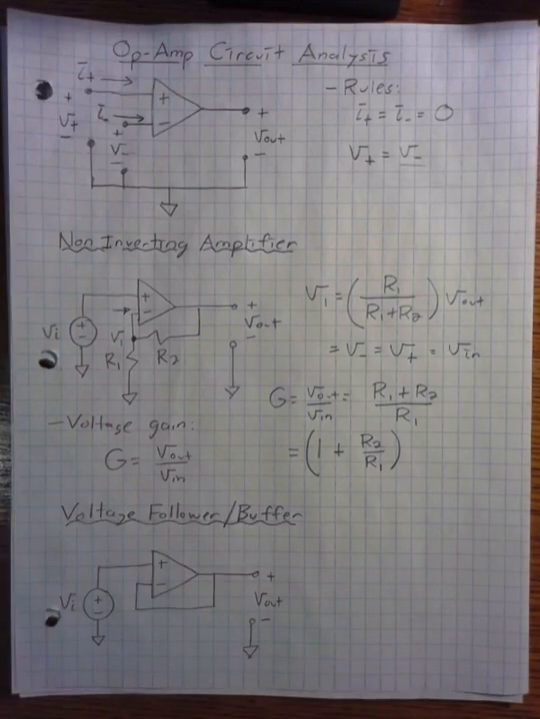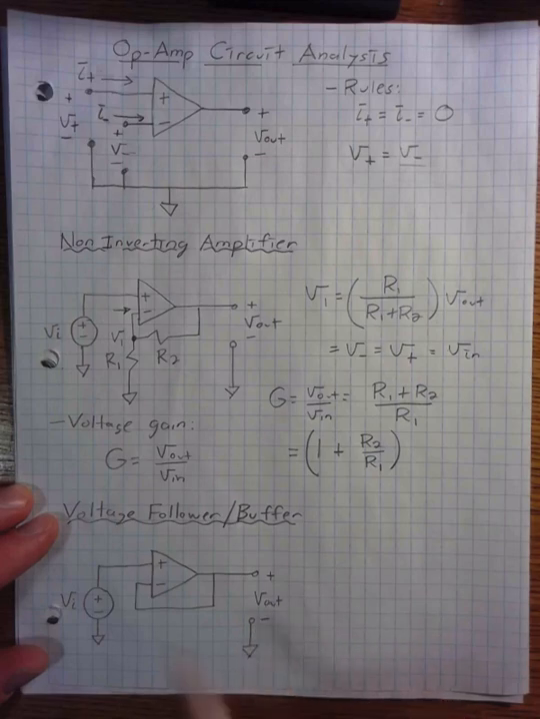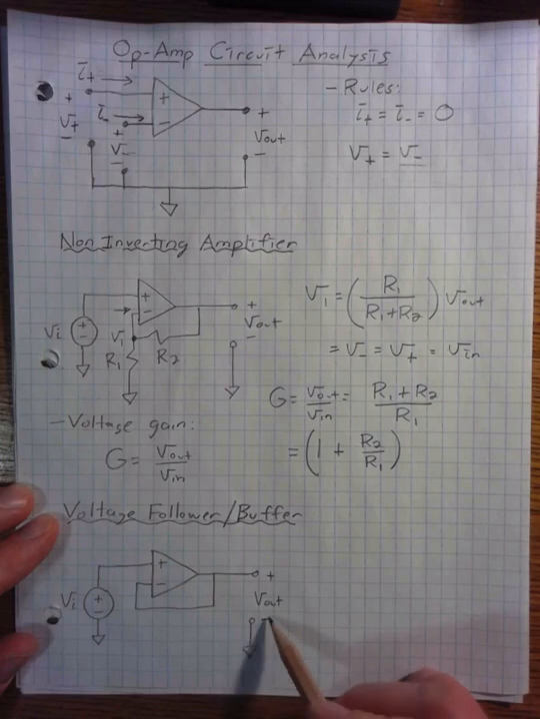So the next example is what we call a voltage follower or a buffer. Basically the purpose of a voltage follower is to create a circuit with an op-amp where the output voltage is exactly equal to the input voltage. And you might say, well, what's the point of doing that? It's usually for circuits that are driving a load that requires a large amount of current.